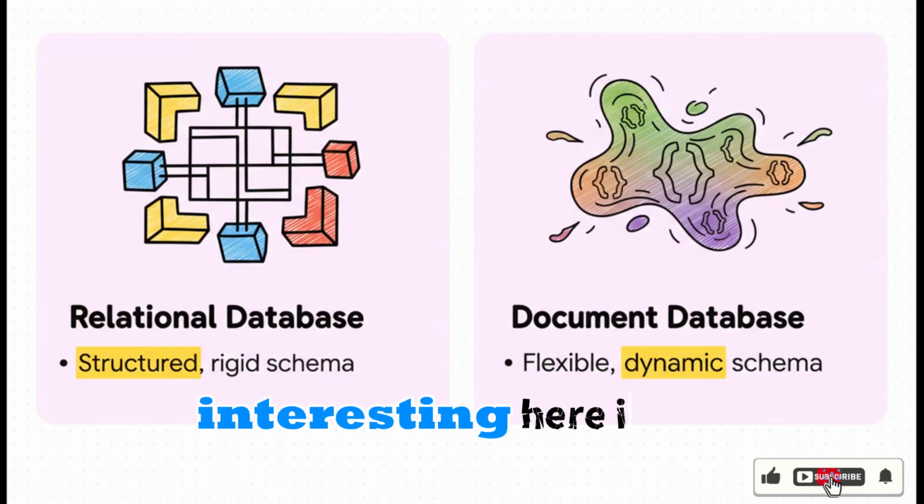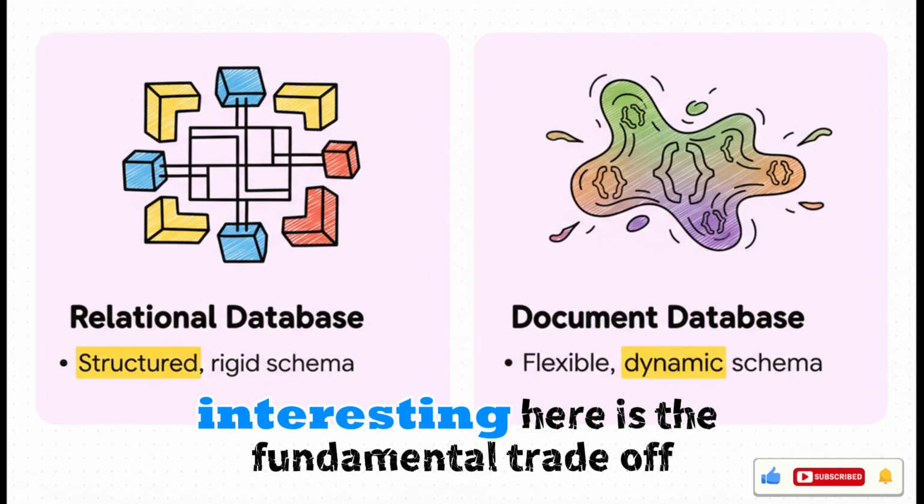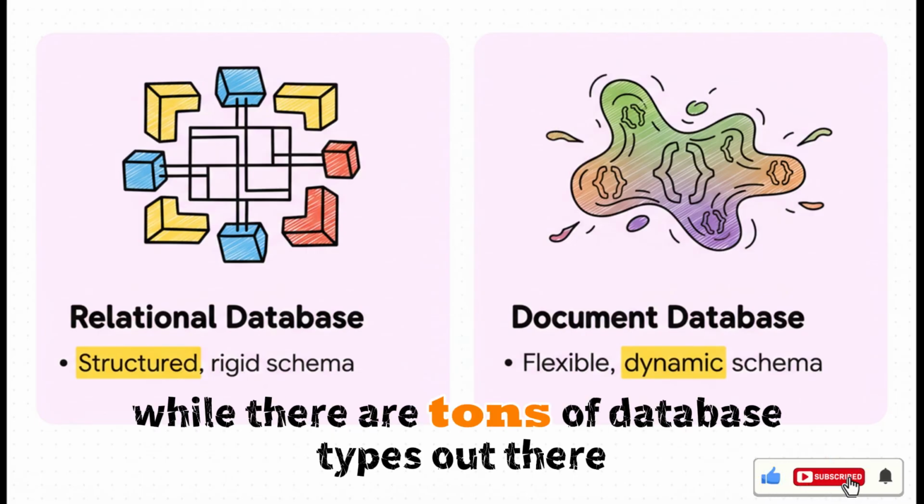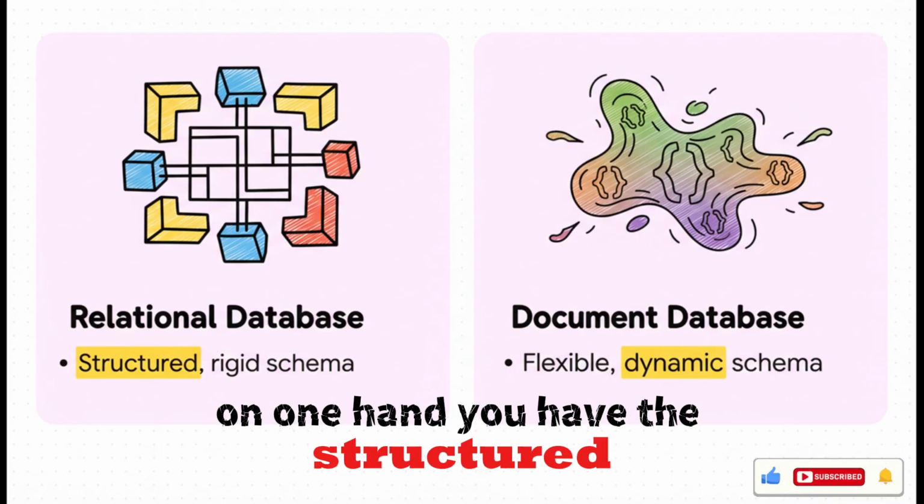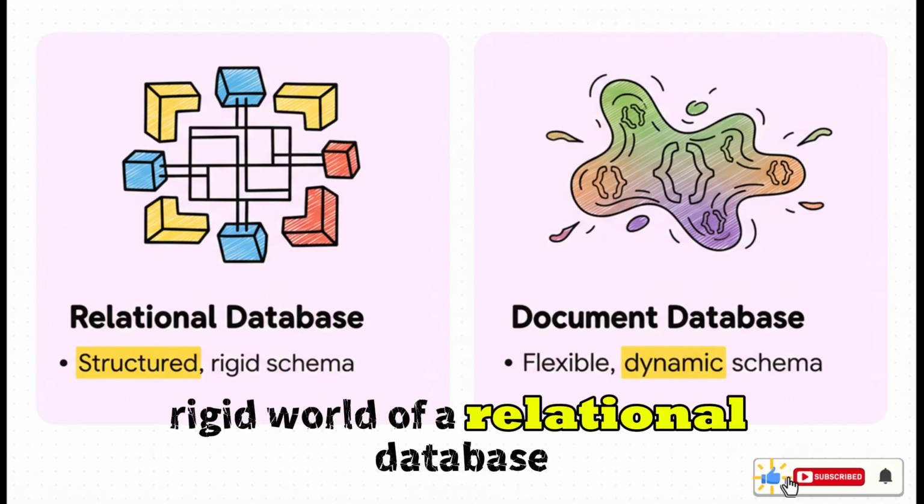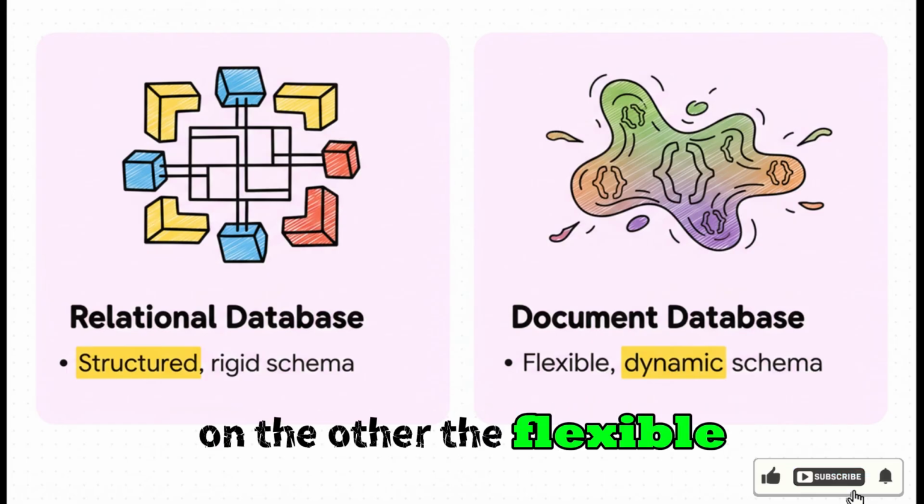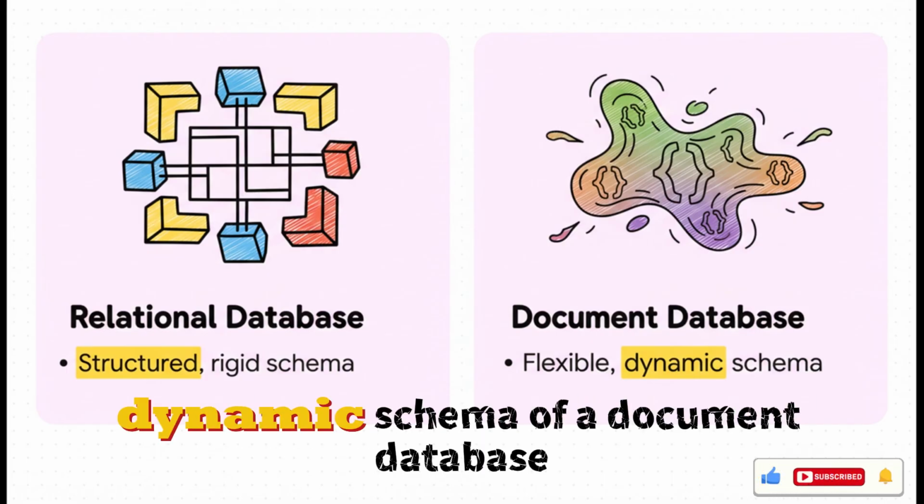Now, what's so interesting here is the fundamental trade-off. While there are tons of database types out there, the choice in an interview pretty much boils down to these two. On one hand, you have the structured, rigid world of a relational database. On the other, the flexible, dynamic schema of a document database.